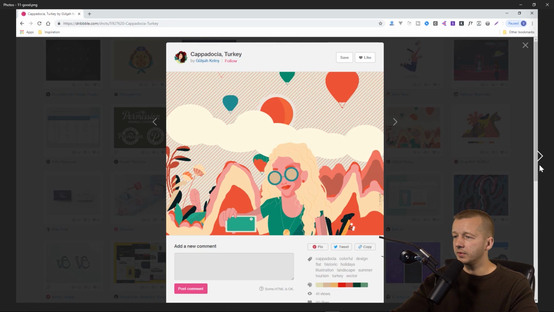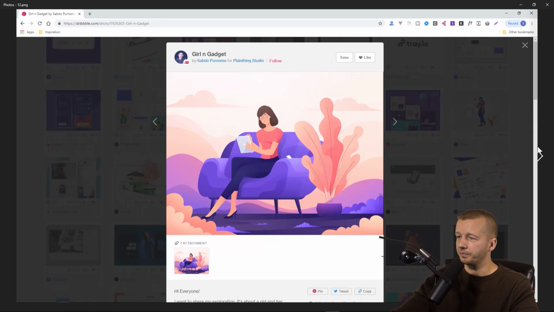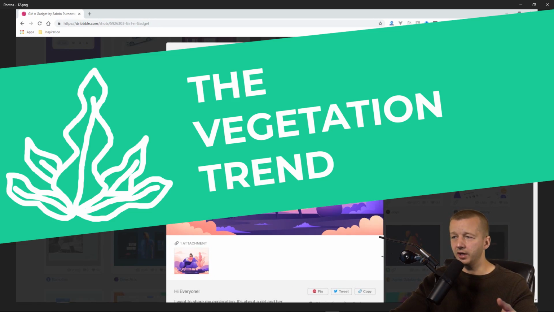This is another good example, I would say. It's more literal, of course. There's something up with the fingers right here. It's like under there, an extra finger there, but nonetheless, awesome. I love it. Now, the next trend I'm going to point out is the vegetation trend.